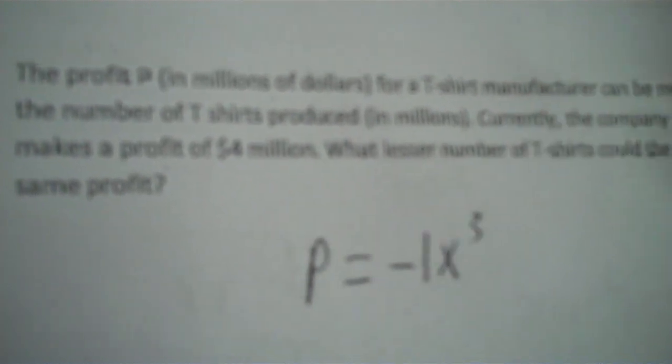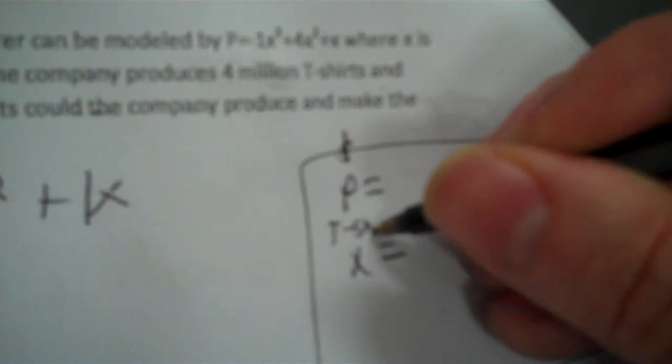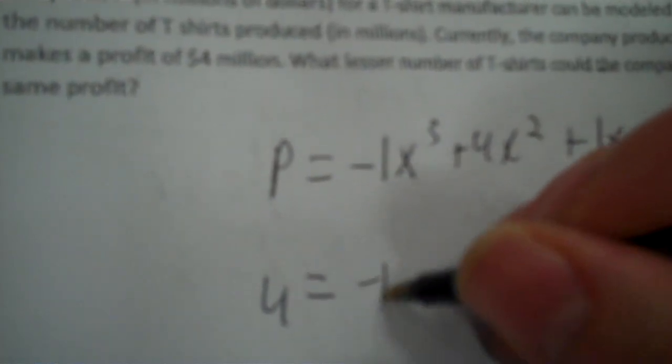So you write out the given equation, negative 1x cubed plus 4x squared plus x. You're going to want to put a 1 there. Okay, now, write off to the side what the variables mean. So P is your profit, that's your money, and X is the items. In this case, it's going to be t-shirts. Okay, so in the same sentence, they say 4 million t-shirts, so I just put a 4, and a profit of $4 million, I put a 4. Now, the P is 4, and then I substitute 4 in for all the X's.